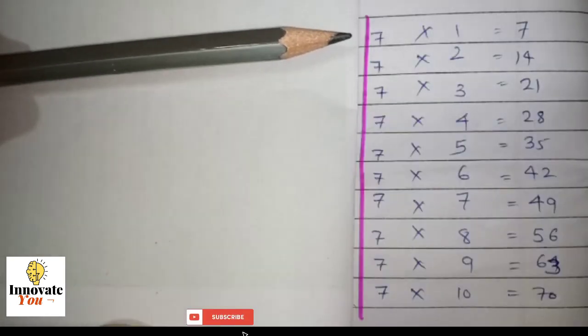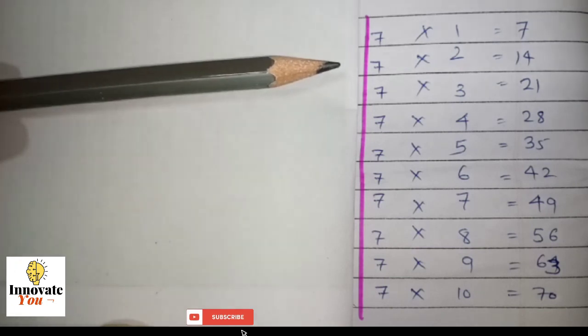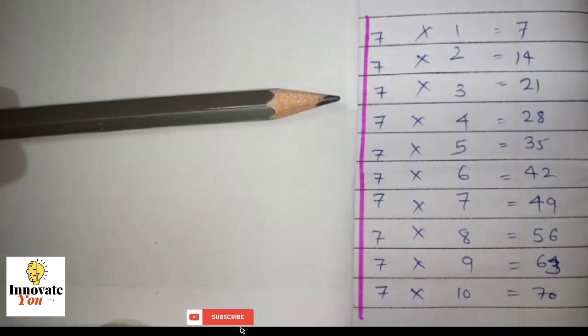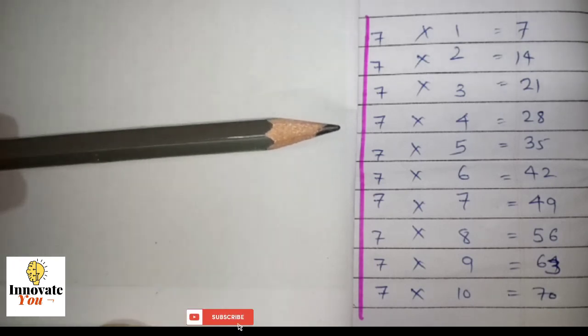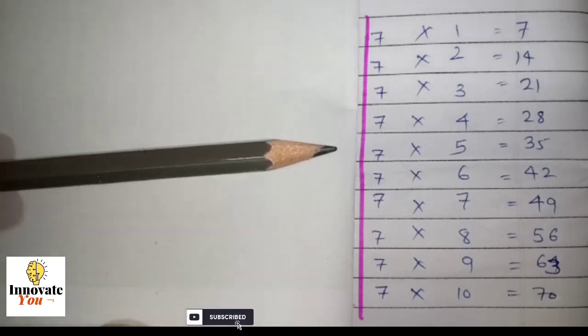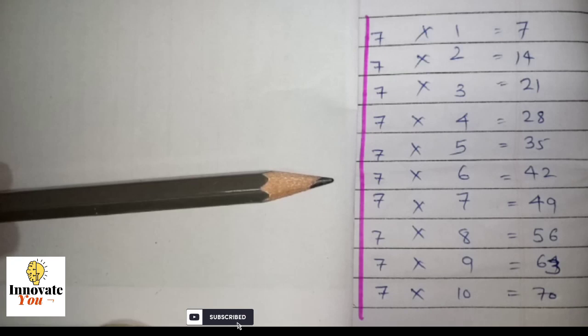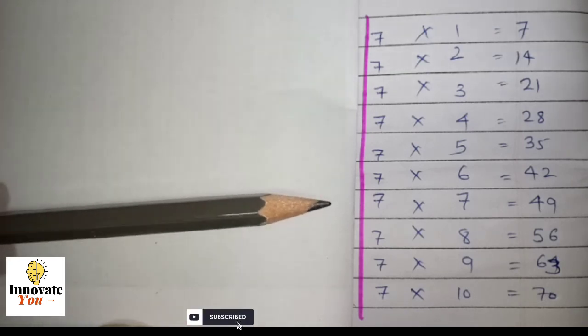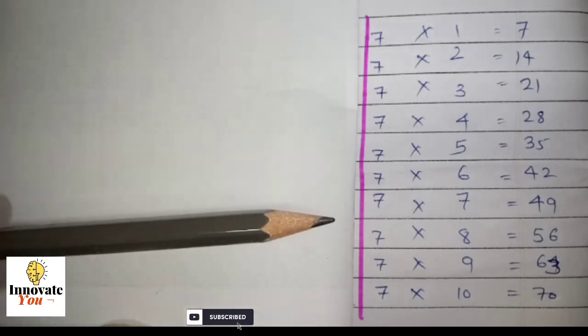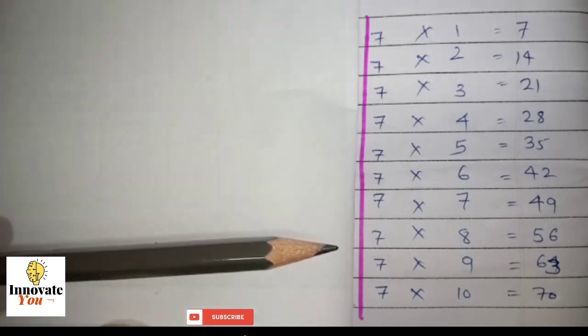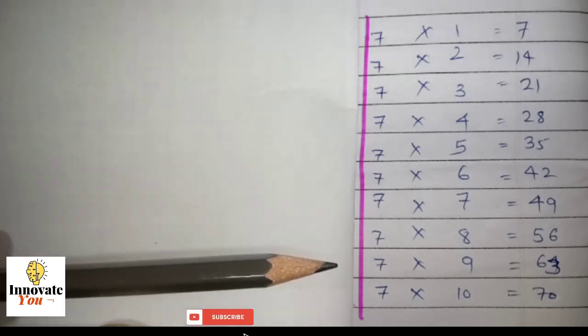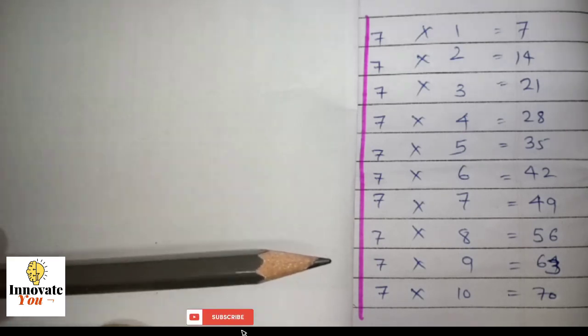7 ones are 7, 7 twos are 14, 7 threes are 21, 7 fours are 28, 7 fives are 35, 7 sixes are 42, 7 sevens are 49, 7 eights are 56, 7 nines are 63 and 7 tens are 70. Now let's see 8 times table.